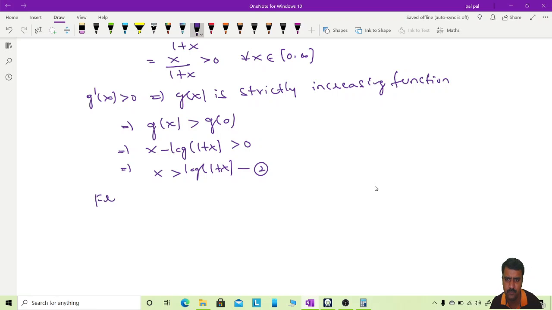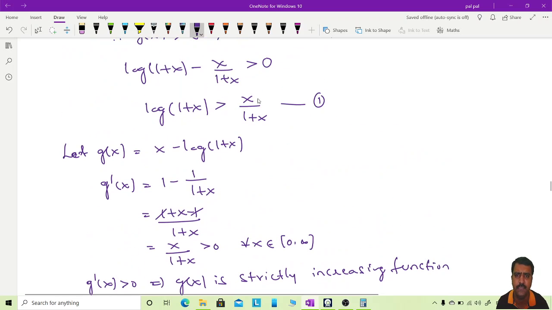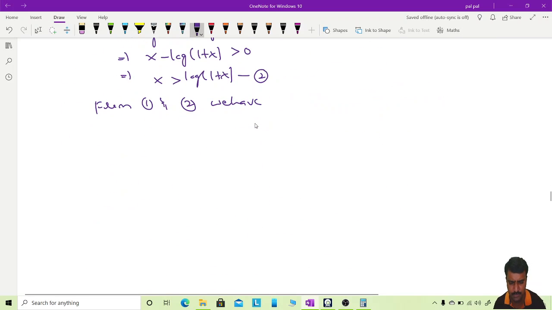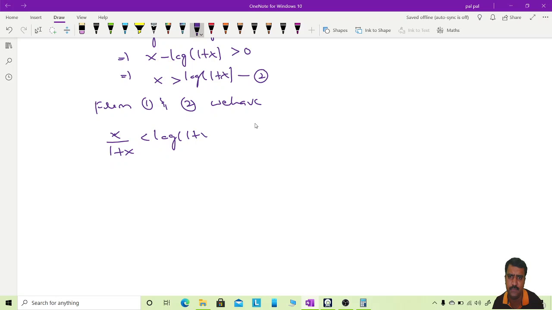So from the inequalities 1 and 2 we have, result 1 is x by 1 plus x is less than log of 1 plus x. And log of 1 plus x is less than x. So x by 1 plus x is less than log of 1 plus x, which is less than x. Hence the proof.